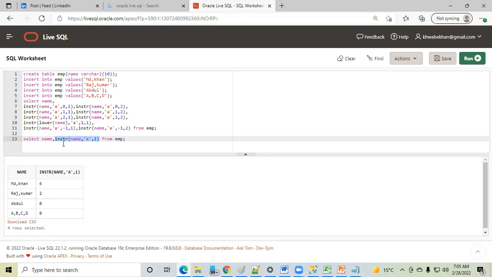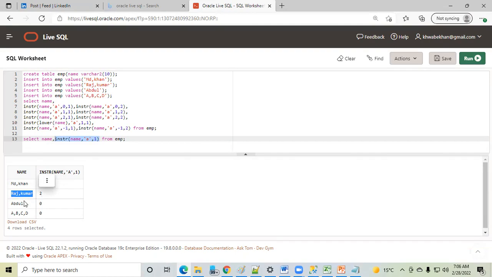Now what I'm telling the SQL engine is: SQL, please tell me the position of character A. If you verify this output, you can see M is at the first position, D is at the second position, comma is at the third position, K is at the fourth position, H is at the fifth position, A is at the sixth position. That is why 6 is displayed here. Similarly, in Rajkumar, R is at the first position, A is at the second position, so A is visible here. It is getting displayed here, right?